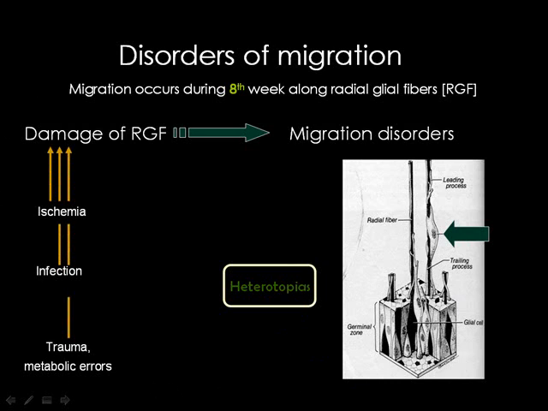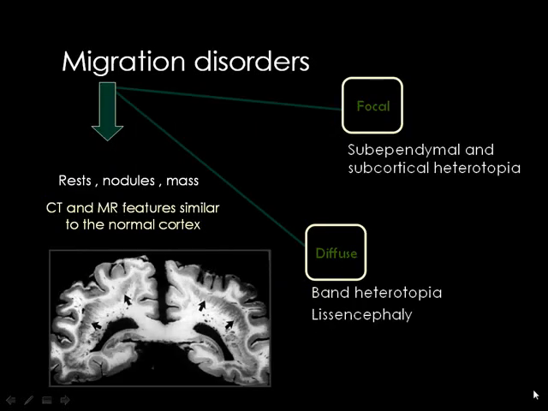And the same lesions, the suspected lesions, trauma, infection, ischemia, metabolic, genetic, chromosomal abnormalities, can result in damage of the radial fibers, the radial glial fibers, where the neurons migrate. Then you get migrational disorders, which are represented by the heterotopia. Then the heterotopia has two main types: the focal type and the diffuse type. In the diffuse type, you get this appearance.